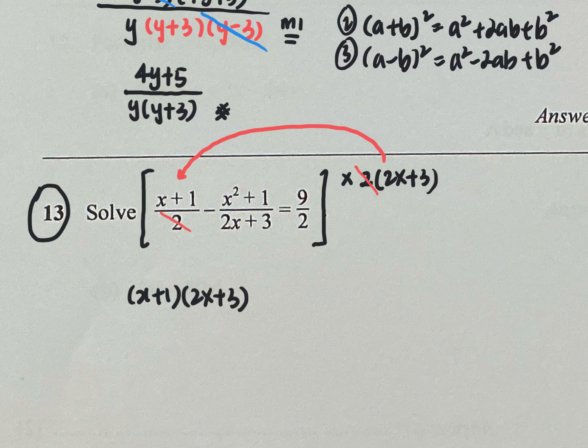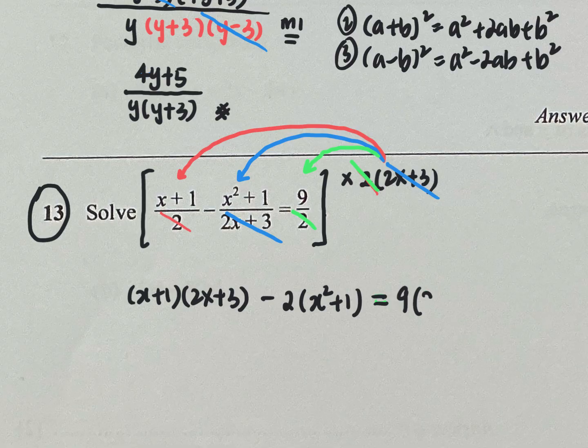Okay, next one. I will multiply this whole thing to the second one. Can you see the 2x + 3 cancels out? I'm left with minus 2 of this thing. The last one I multiply. Can you see the 2 cancels out? So I'm left with 9 and just 2x + 3. If you use this method, you don't have to deal with the disgusting denominator.